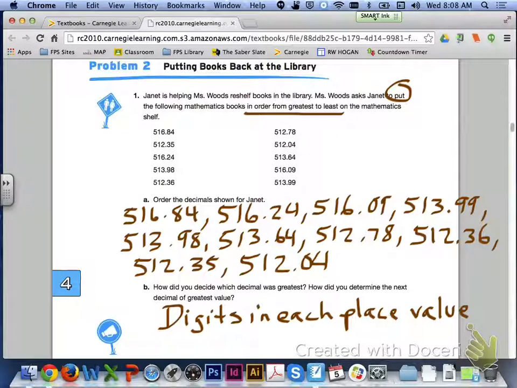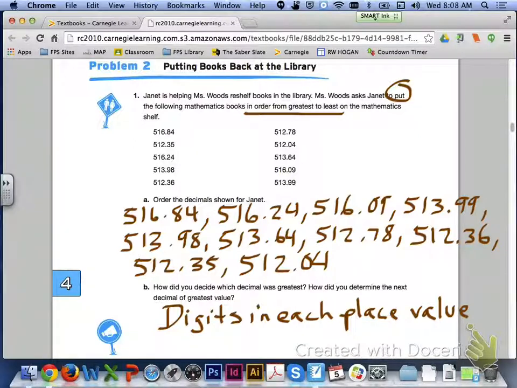If you take a look at letter A, this is what the order of your decimals should look like. 516 and 84 hundredths, 516 and 24 hundredths, 516 and 9 hundredths, 513 and 99 hundredths, 513 and 98 hundredths, 513 and 64 hundredths, 512 and 78 hundredths, 512 and 36 hundredths, 512 and 35 hundredths, and finally 512 and 4 hundredths.